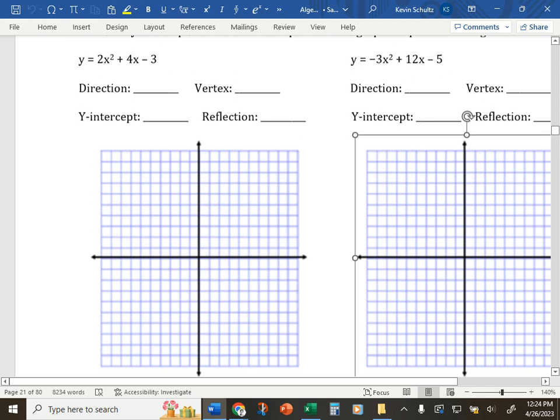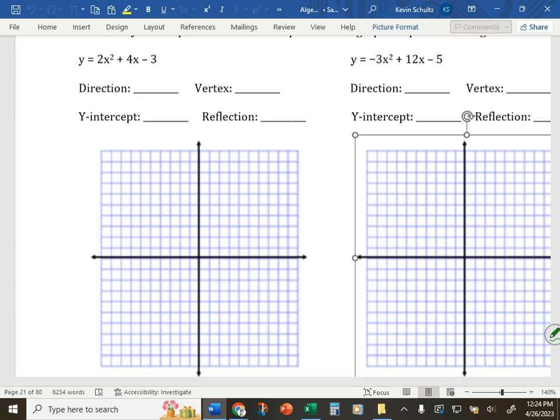First, this first one, y equals 2x squared plus 4x plus 3, in our standard form for a parabola, y equals ax squared plus bx plus c. You might want to write that above there just to help you remember what is a, what is b, what is c. And just by looking at the equation, we can determine a couple things. We can determine the y-intercept, which is 0, negative 3, right? It's that c value there.